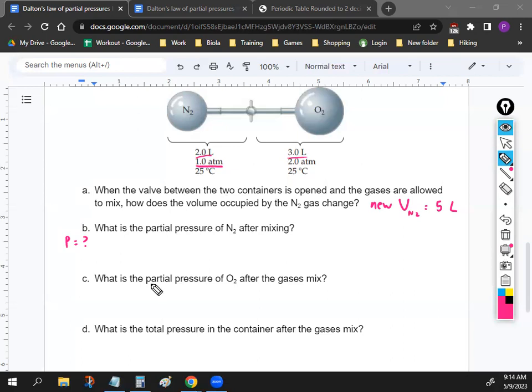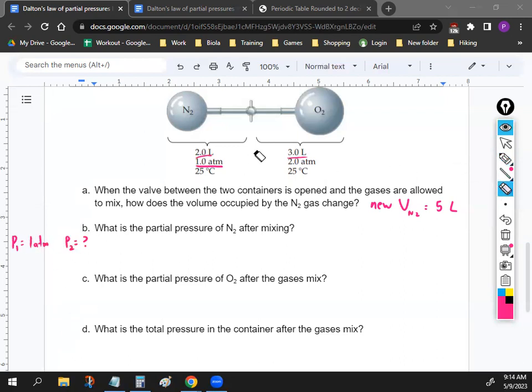Now, if you guys remember the old gas laws we talked about, if something changes, it goes from P1 to P2. So that means P1, the old pressure, was this right here, 1 atm. And so if the pressure changed, this is going to be P2. You guys remember that from last week? Okay. So we're looking for how the pressure changes.